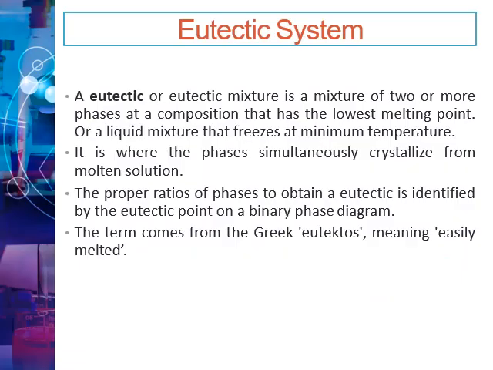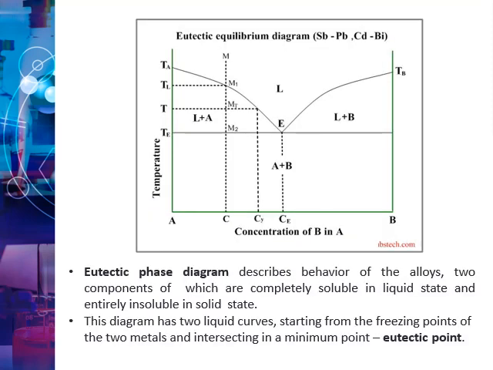Okay, now it's about eutectic. Eutectic is a mixture of two or more phases of components at the lowest melting point. This is not looking at boiling point. We look at melting point. Alright. Right. So the eutectic graph is like this.